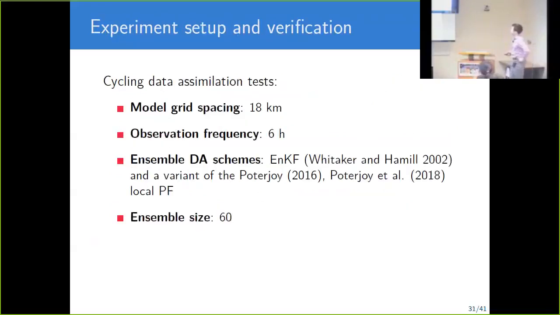And so for the test I'm going to go over, we have a setup that looks like this. We have a pretty coarse grid spacing of only 18 kilometers, observation frequency of 6 hours, and I'm going to be looking at two different DA schemes, the serial EnKF that's in GSI, which is the Whitaker and Hamill filter, and the localized particle filter of these two papers with an ensemble size of 60 members.